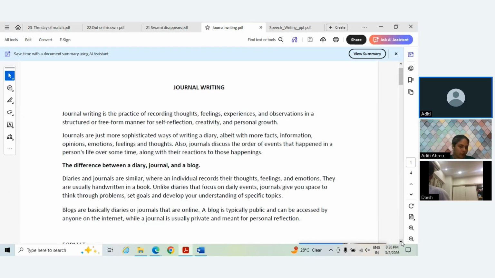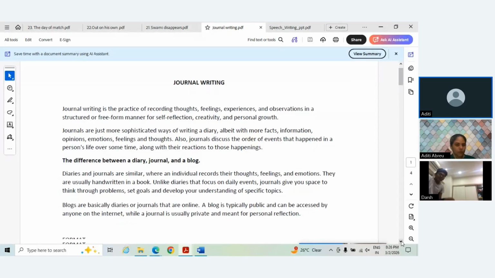It has more facts, information, opinions and emotions, feelings and thoughts. So journal will be more elaborate and it will have a proper chronological structure of how the events happen. It also discusses the order of events in a person's life over a period of time, along with their reactions to the happenings.